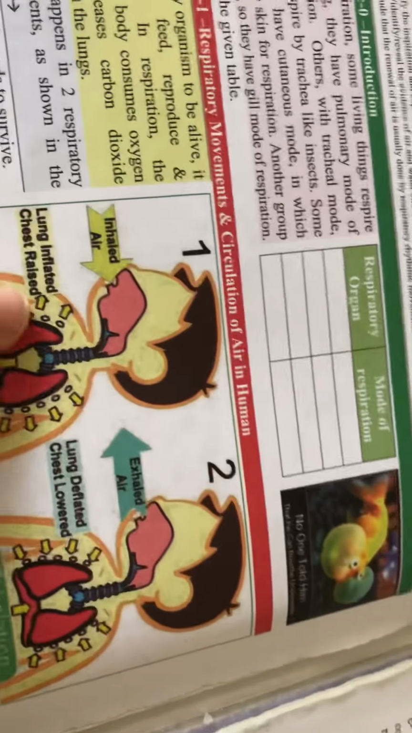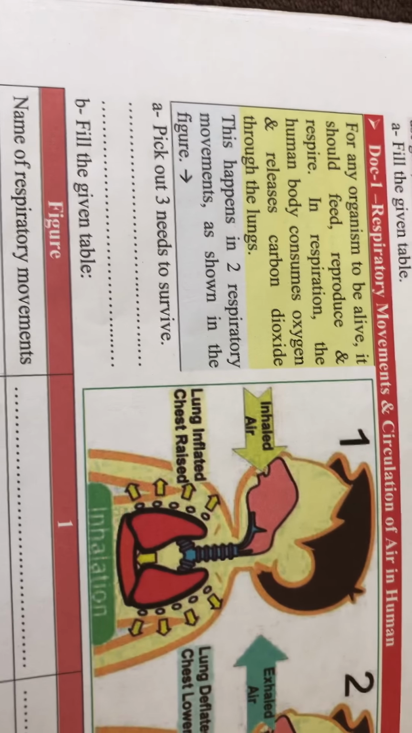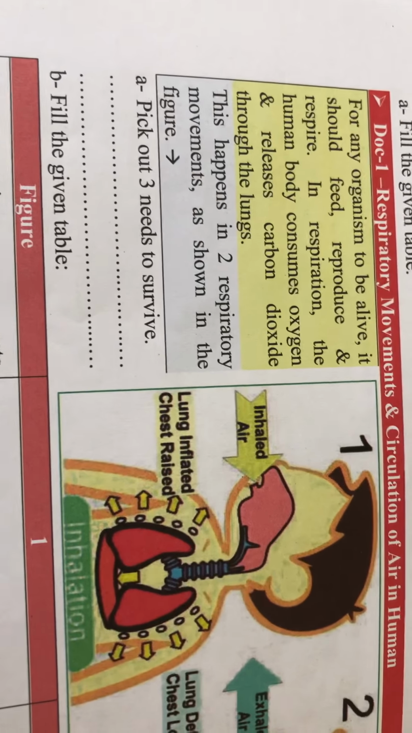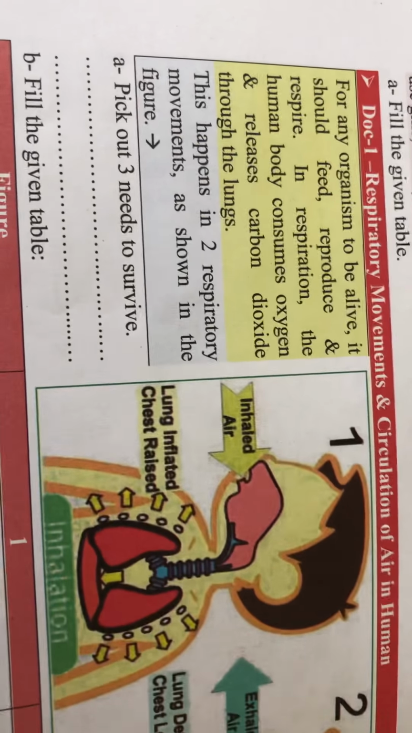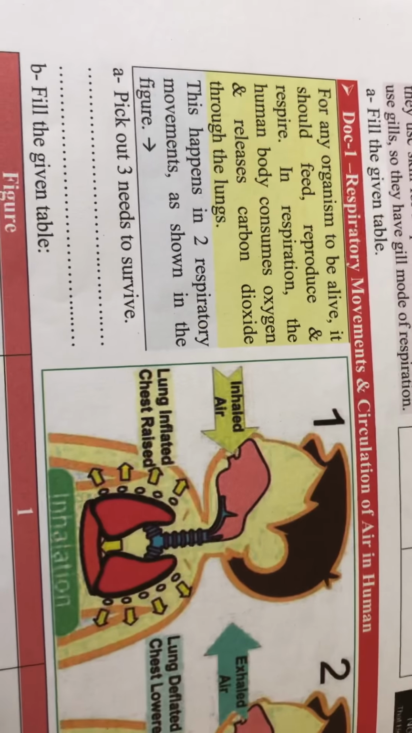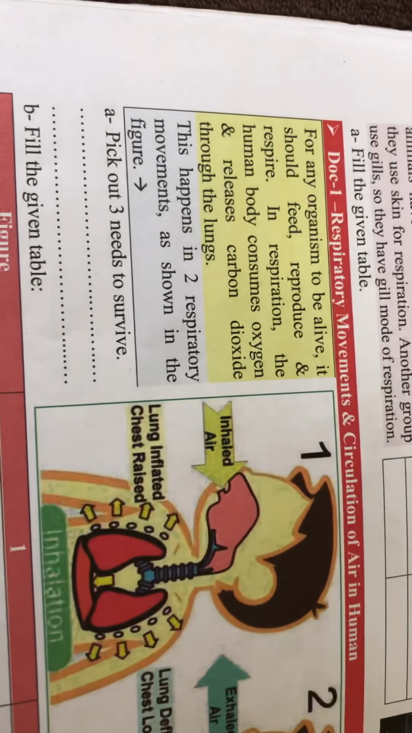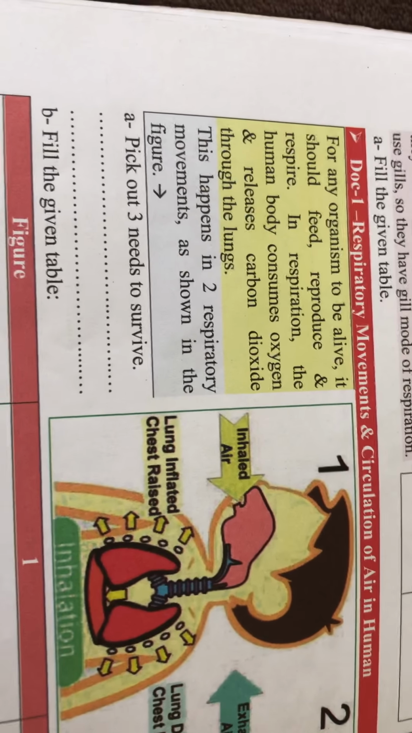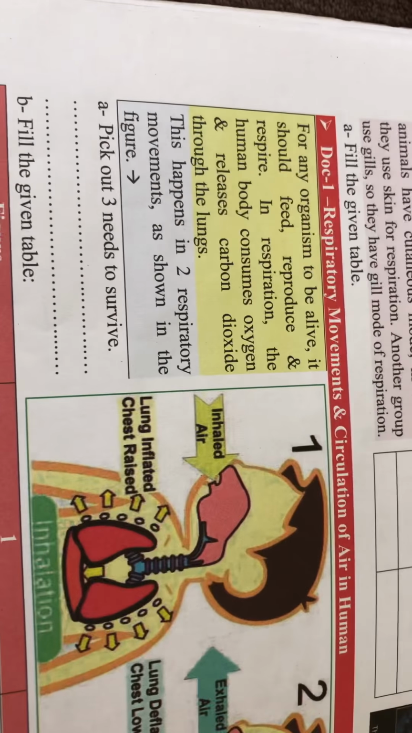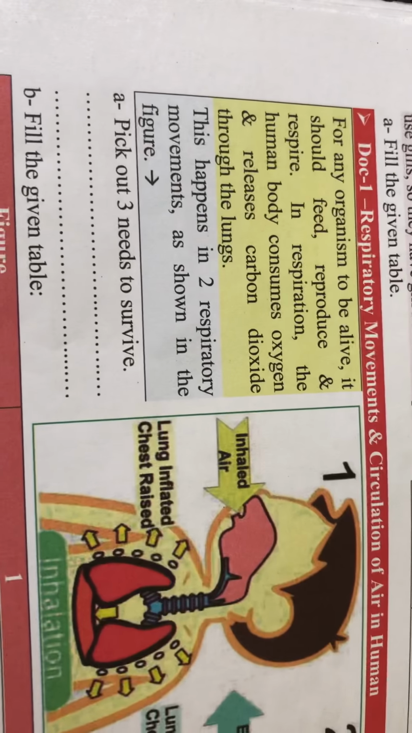If you look at the figure, you have two lungs. For any organism to be alive, we have to eat, feed, reproduce, give birth, and respire. These are the needs that you should meet in order to survive. The human body consumes oxygen. We take oxygen inside and we give out carbon dioxide through the lungs.